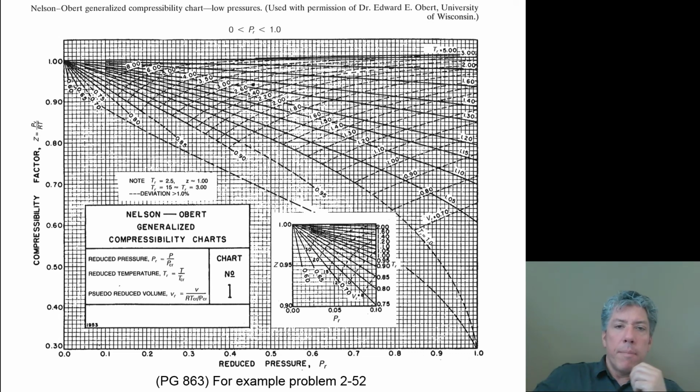Okay? Now you might notice something. If you pause the video and you looked for this chart and you found it in the metric appendices, you might have wondered, well, is it in the English appendices as well? And you went back and looked and you found it's not. Why would that be? Why would they not? I mean, does this not work in English units?